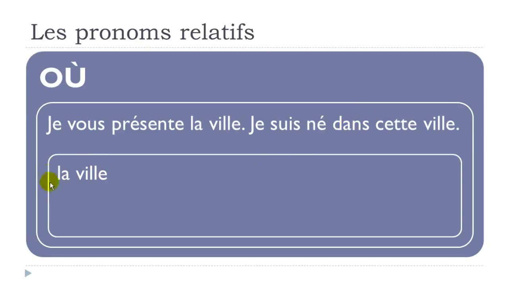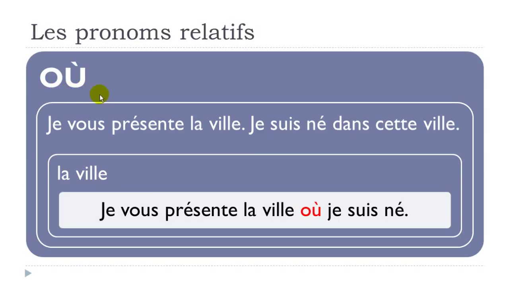So if you want to avoid repeating la ville, then you will have to use this où pronom, and the sentence will go like that. Je vous présente la ville, okay? So your first sentence doesn't change at all. Où, so you put your pronom here, and then je suis né. The rest continues, okay? Like that.